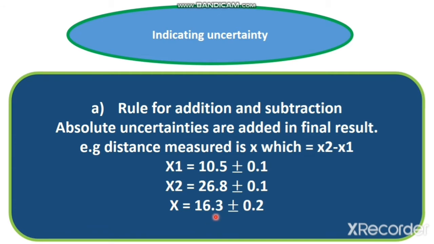In 16.3, the total uncertainty will be equal to the sum of these two, that is 0.1 plus 0.1, which is 0.2. So I am repeating again, the uncertainty in the final result is obtained by adding the individual uncertainties of the components, when the final result is obtained by adding or subtracting the values. So individual uncertainties in the values will be added to calculate the final uncertainty.